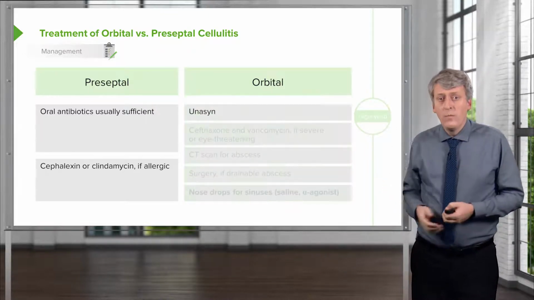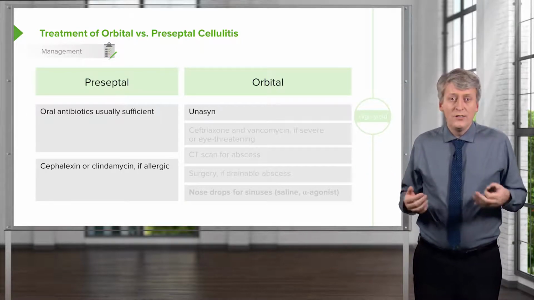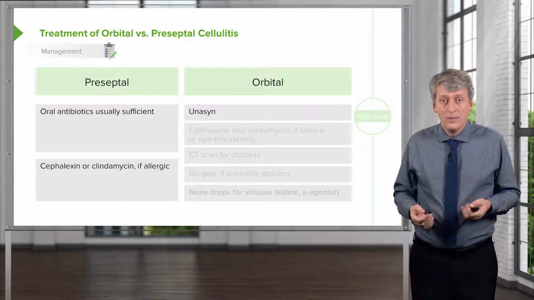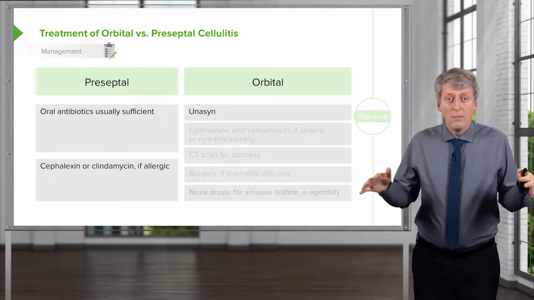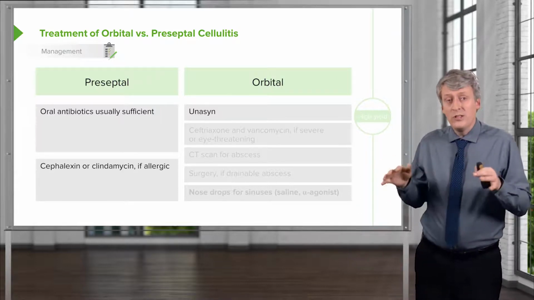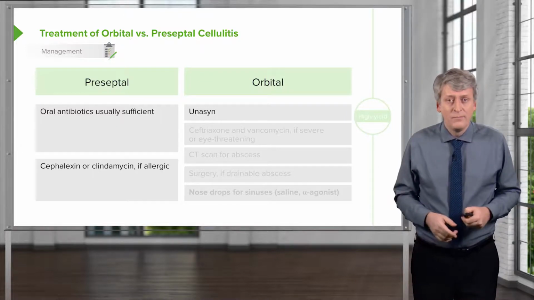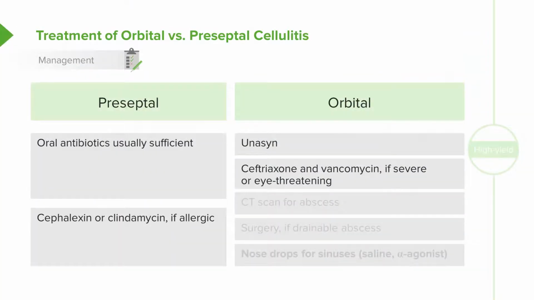Flip side, orbital cellulitis, we're going to start off with a drug like Unasyn. Unasyn is ampicillin-sulbactam. This is an effective broad-spectrum antibiotic. This is actually our first choice for sinusitis. And we're using the same drug because remember, this infection comes typically from the sinuses. If it's very severe or eye-threatening, we might do something like ceftriaxone and vancomycin to try and really broaden our coverage. We will often get a CT scan and look for abscesses in these patients.